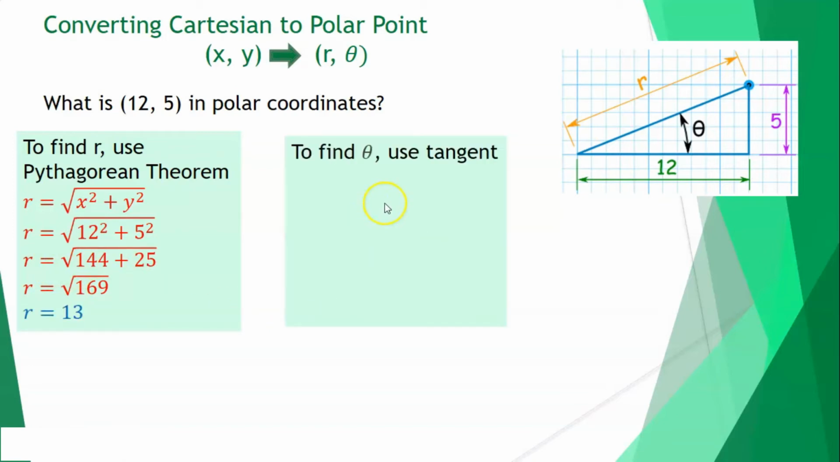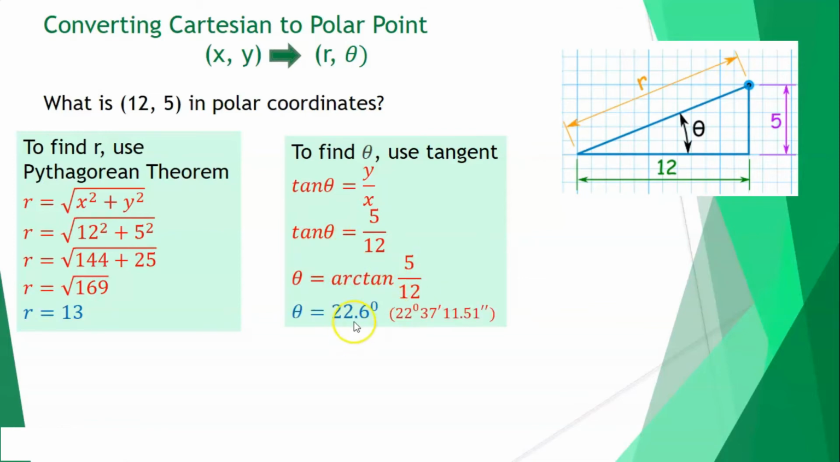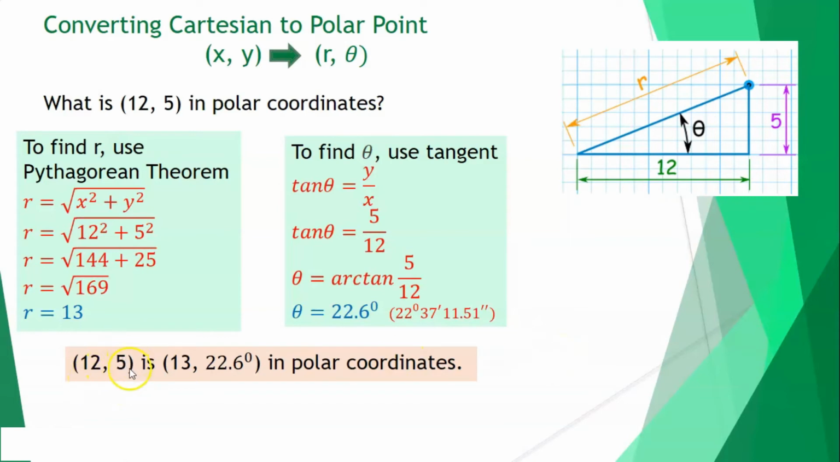Now, to find theta, we have to make use of the tangent function. Take note, tangent theta is opposite over adjacent, or that is y over x. In this case, it's 5 over 12. So looking for theta, that would be arctan of 5 over 12. So our angle here is 22.6 degrees, or to be exact, 22 degrees, 37 minutes and 11.51 seconds. So take note, 12, 5 is 13 and 22.6 degrees in polar coordinates.